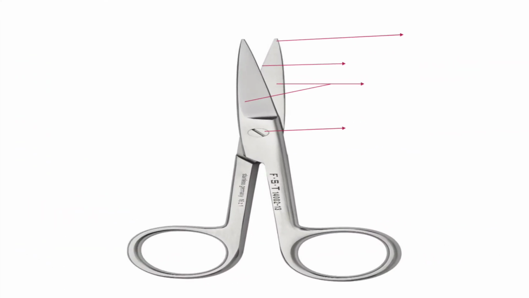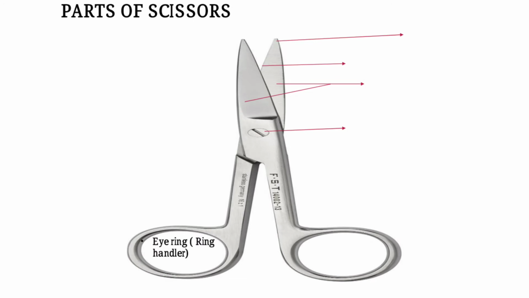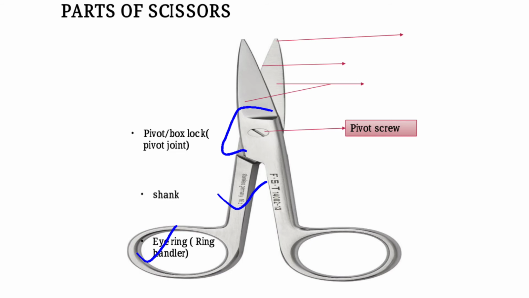So next, what are the parts of the scissors? There are various parts. Number 1 is the eye ring or ring handle. Another one is the shank. Third is the pivot, or box lock, or pivot joint. This is the whole region. And this pivot or box lock has the pivot screw. This is the pivot screw. The last part is the surgical blade onto each handle or shank.